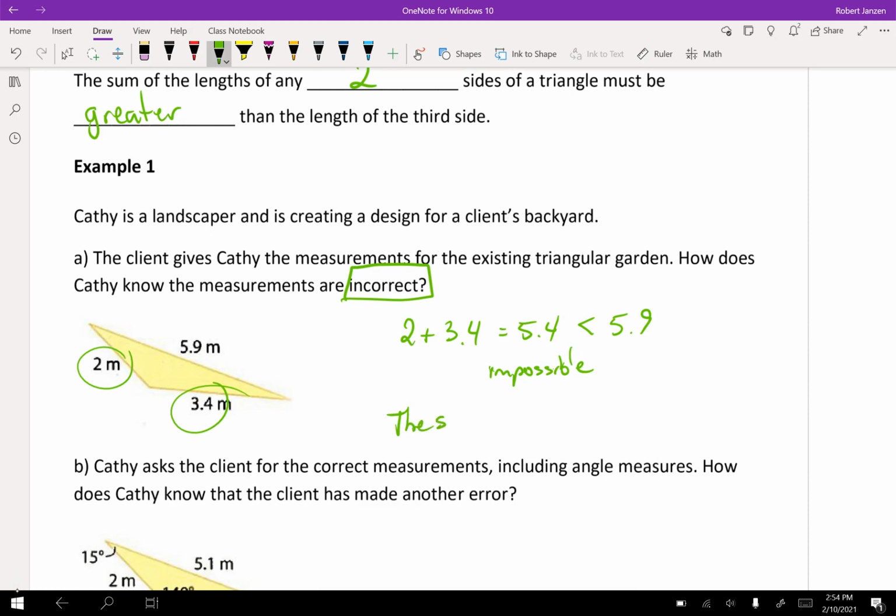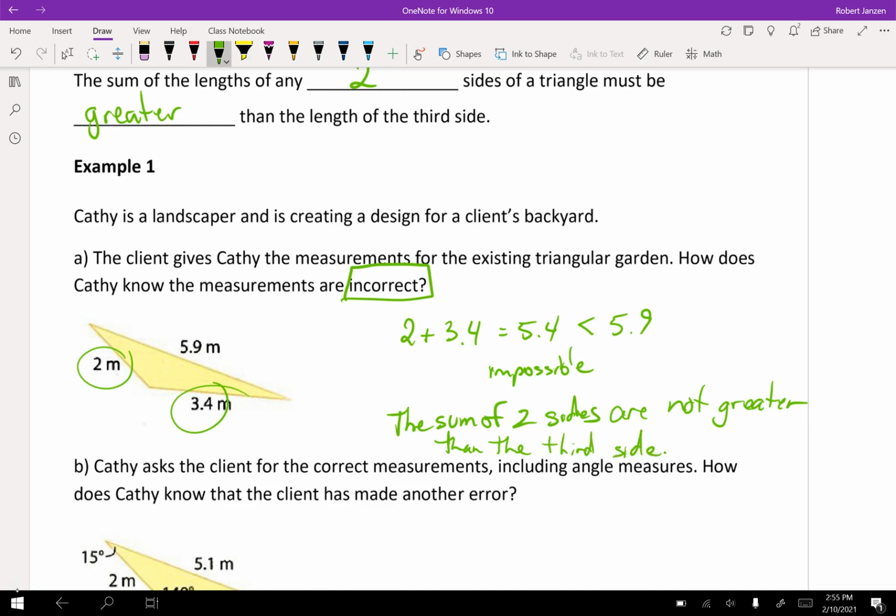Okay, the sum of two sides are not greater than the third side.